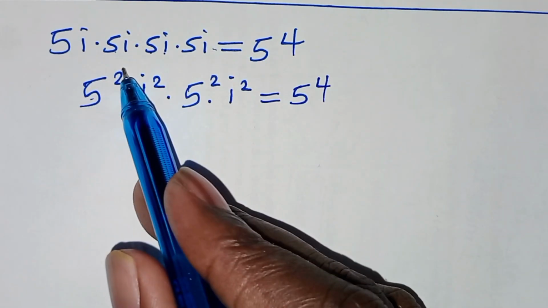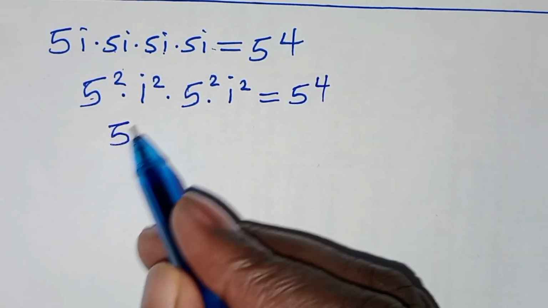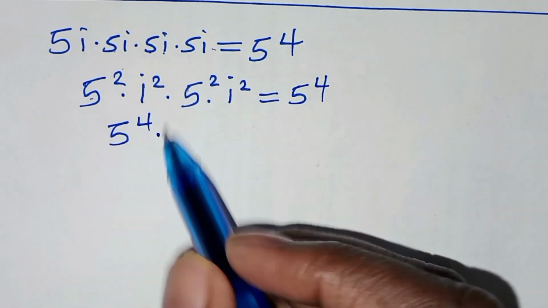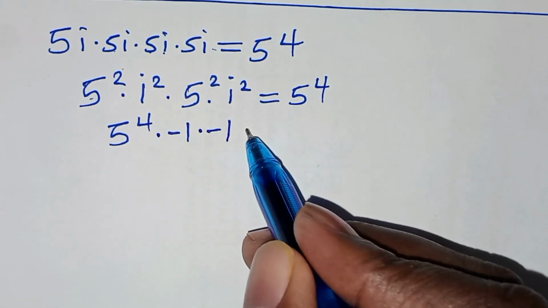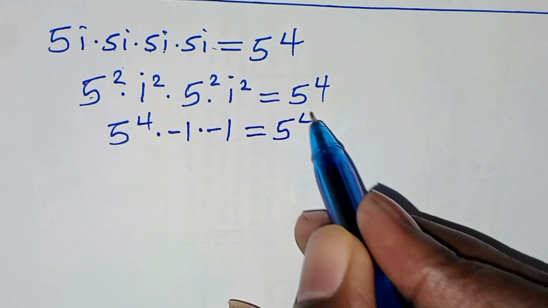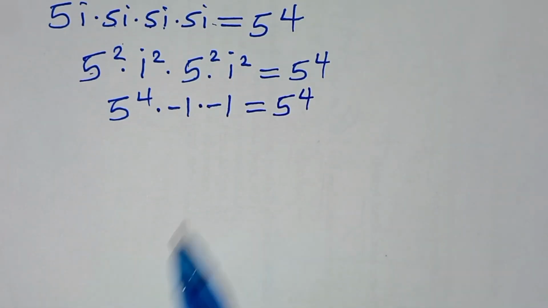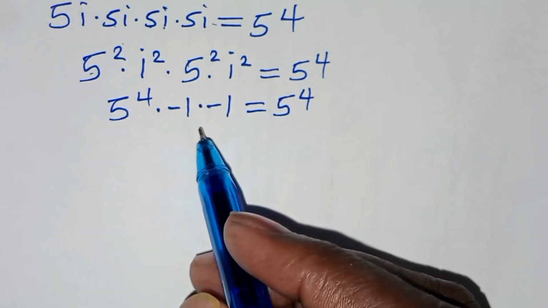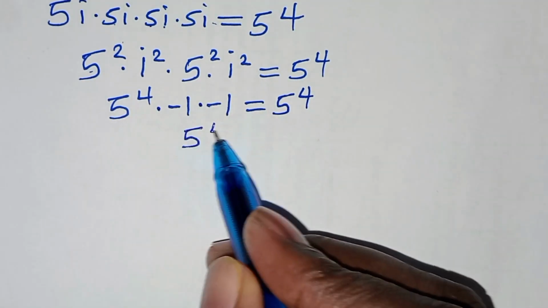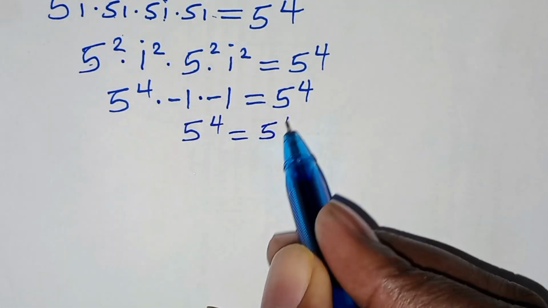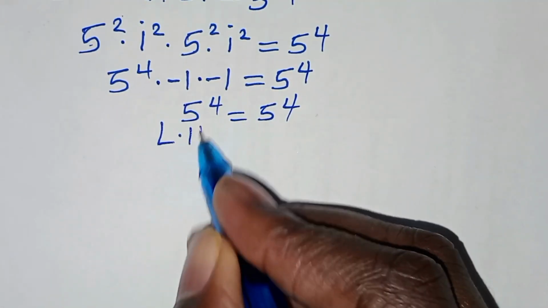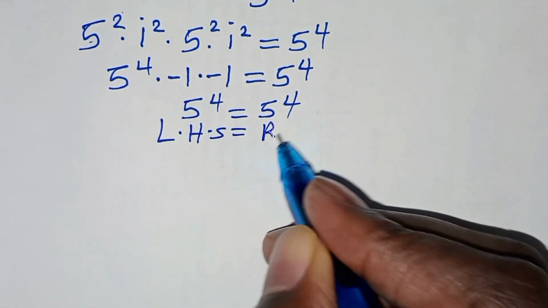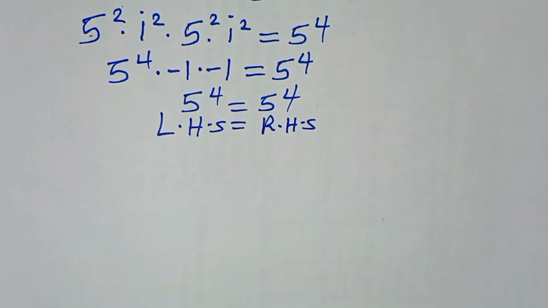So 5 to power 2 times 5 to power 2 is 5 to power 4, times i squared, which is minus 1, times i squared, which is minus 1. This should give us a value of 5 to power 4. So clearly here, minus 1 times minus 1 is 1. So we have 5 to power 4, which is equal to 5 to power 4. So this clearly shows that the left hand side is equal to the right hand side.